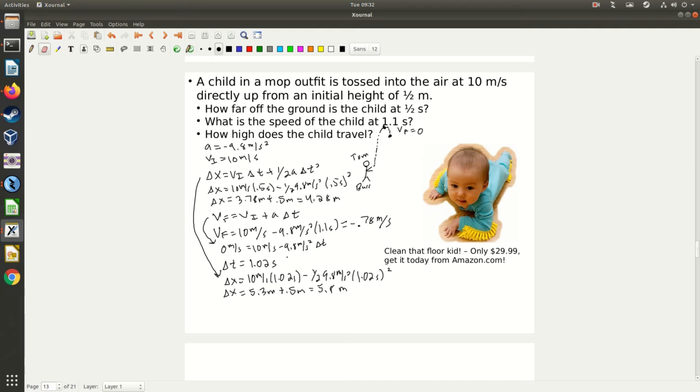Okay. Alright, so we got 5.8 meters, and that is how high the child travels. So there you go. I believe you're going to have one problem that's going to deal with free fall, so just make sure that you remember that acceleration is a negative 9.8. It's always going to be negative because it's always pointing towards the center of the Earth.